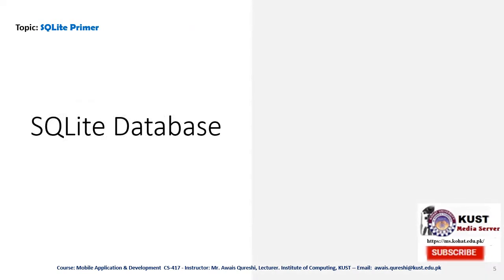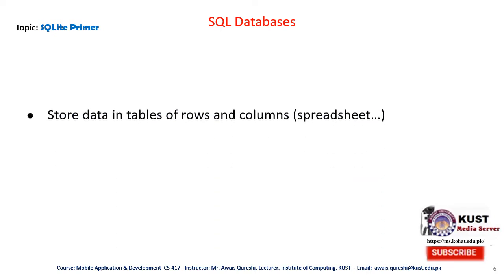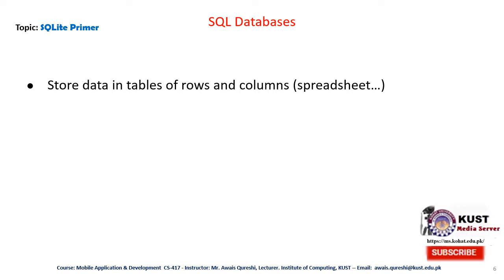So what is an SQLite database? SQLite database is an embedded SQL database engine, and it stores data in tables of rows and columns in the fashion you see in spreadsheets. What is a field in an SQL-like database? A field is the intersection of a row and a column. Okay, so this is the main concept. You have already seen this concept about fields.